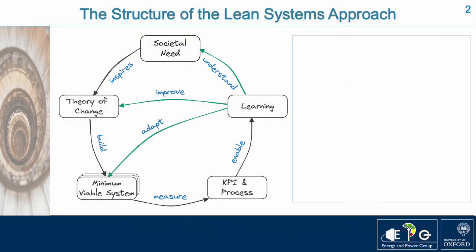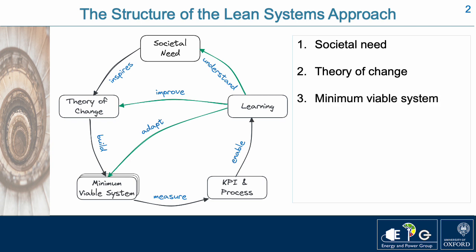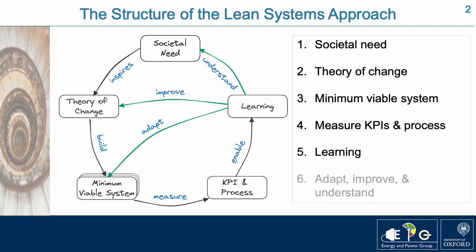Let's recap the structure of the Lean Systems approach. This method has been designed to be iterative in its nature, allowing for continual refinement and improvement. Each iteration has 6 distinct stages. 1. Identifying the societal need. 2. Developing the theory of change. 3. Running the minimum viable system. 4. Measuring the KPIs and the process maturity. 5. Learning from the evidence. And 6. Adapting and improving the understanding and implementation of the system.